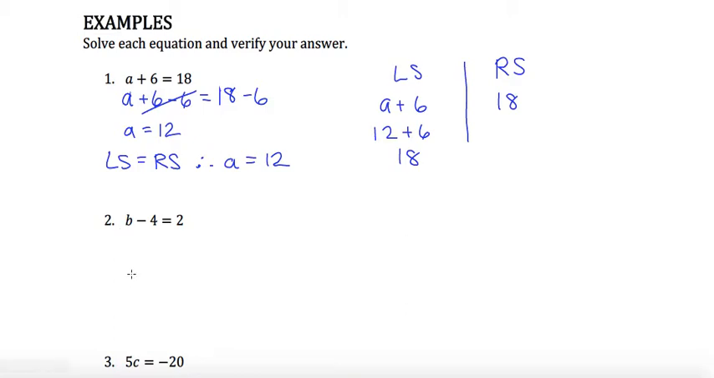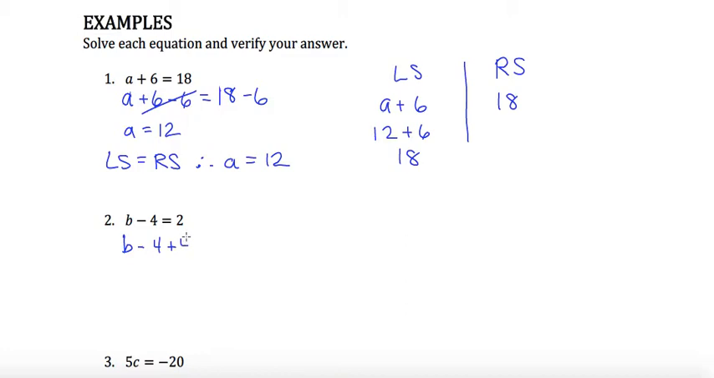So let's take a look at example 2. Example 2 is b minus 4 equals 12. So first ask yourself, what is being done to this b? Right now we are subtracting 4 from b. What is the opposite of subtracting 4? That's adding 4. So I'm going to add 4 to both sides.